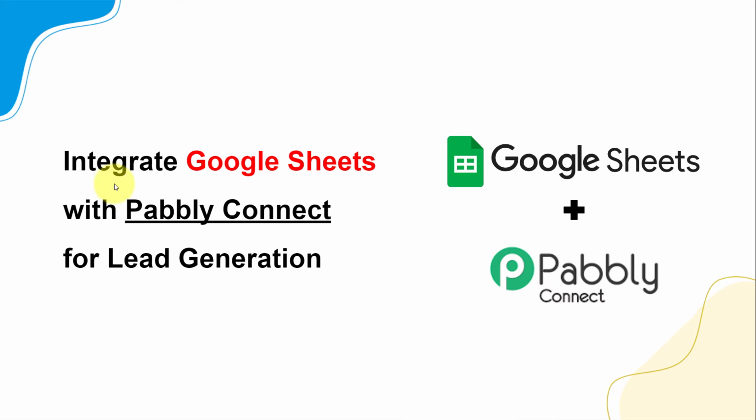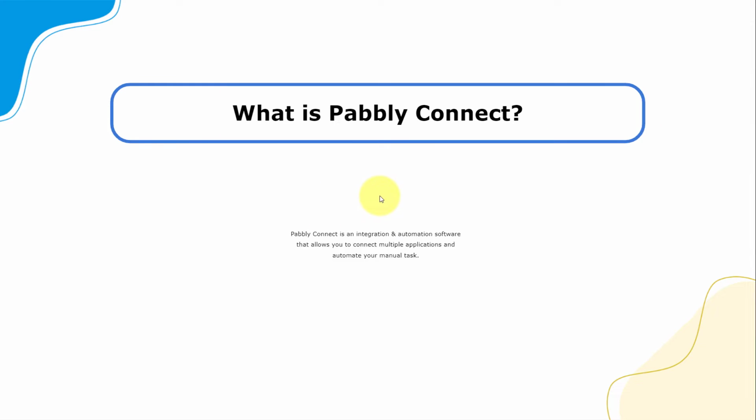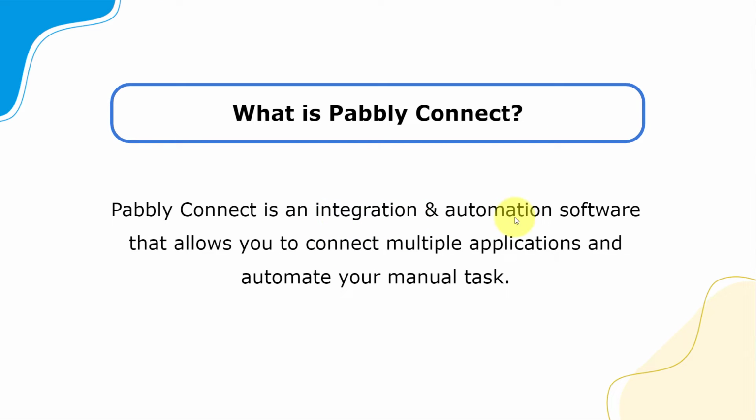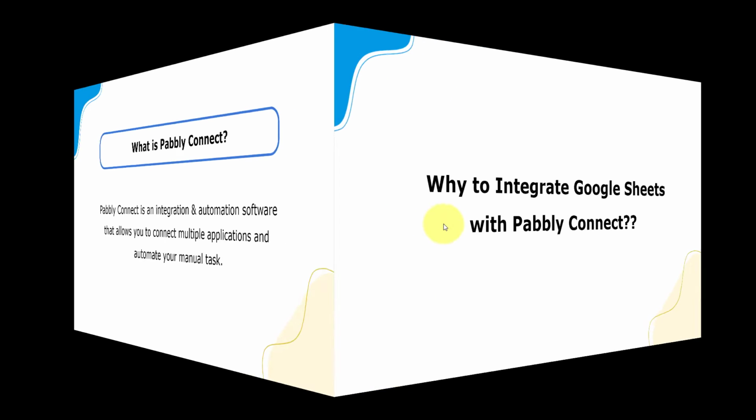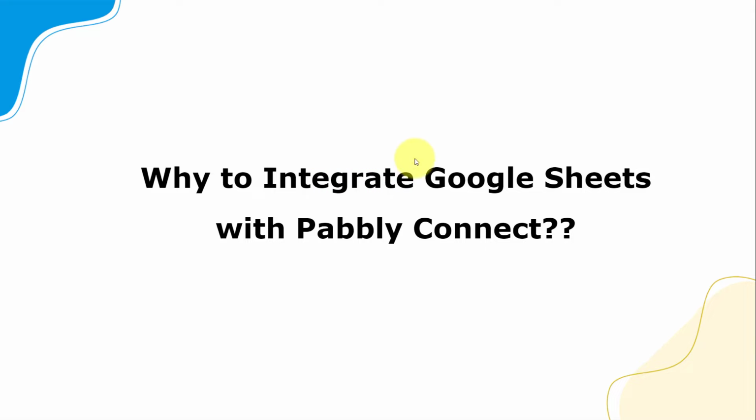In this video, I will show you how to integrate Google Sheets with Pabbly Connect for lead generation. If you are new to Pabbly Connect, here is a quick definition: Pabbly Connect is an integration and automation software that allows you to connect multiple applications and automate your manual tasks. But what is the benefit of integrating Google Sheets with Pabbly Connect?